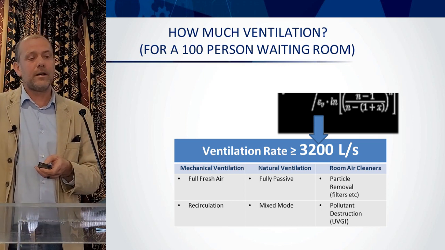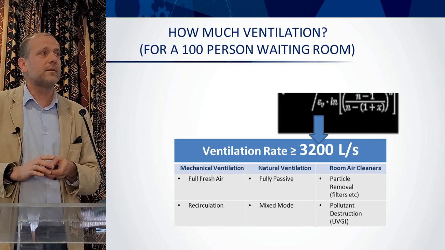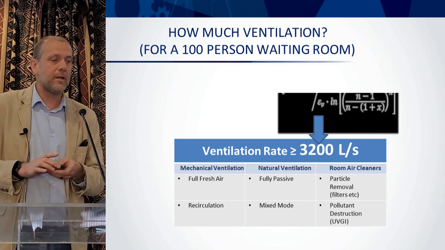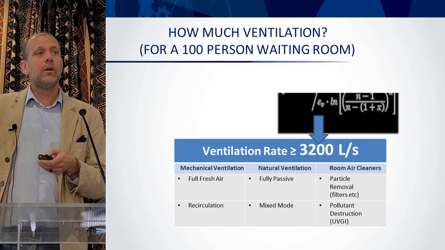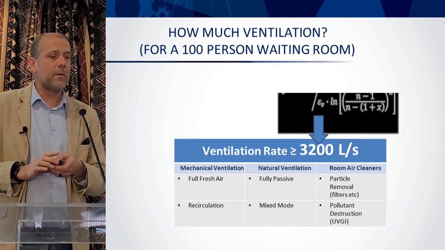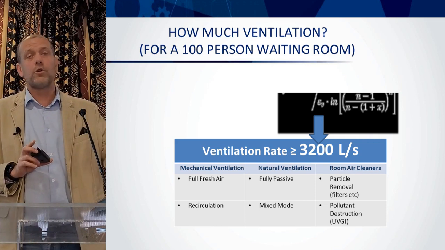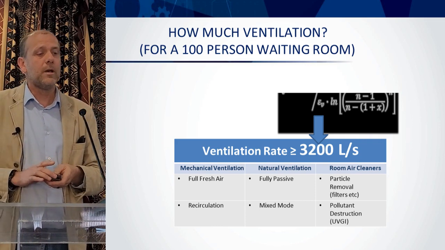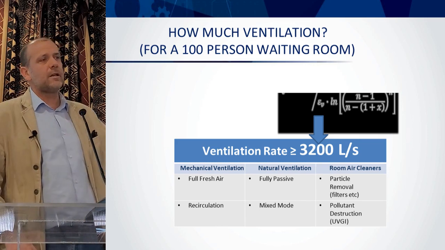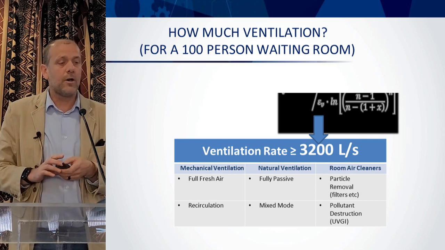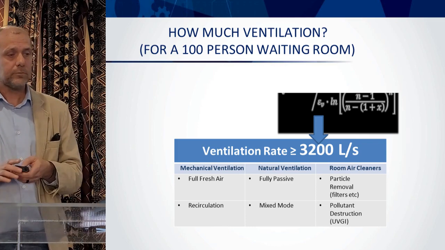We can apply different technologies, environmental controls, to achieve that removal rate that we need. We can use mechanical ventilation, natural ventilation, or various types of room air cleaners. I'm lumping UVGI into a category of room air cleaners. You get room air cleaners that do particle removal, that is boxes with filters in them, and then you get room air cleaners that do pollutant destruction. And you get portable room air cleaners and static room air cleaners and so on. And after this, we'll show you a static upper room UVGI.